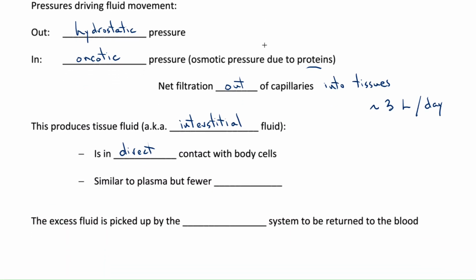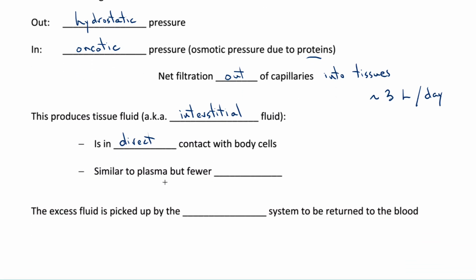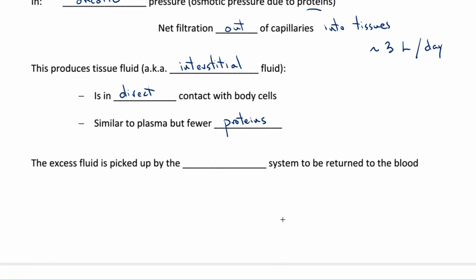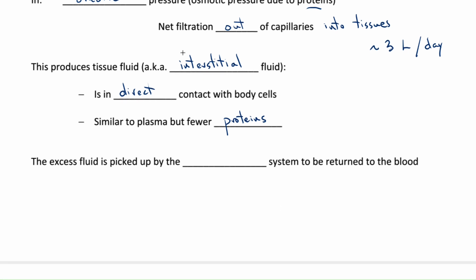So again, it's the tissue fluid that's in direct contact with the body cells, and once again, it's similar to plasma, but it contains fewer proteins than the plasma because the proteins are filtered out as the fluid is pushed through the gaps between the cells and the capillary wall. Now, as mentioned, this produces a bunch of excess fluid, and that fluid needs to be returned to the blood, otherwise we would quickly deplete our blood volume, and that's the job of the lymphatic system. The excess fluid is picked up by the lymphatic system to be returned to the blood.